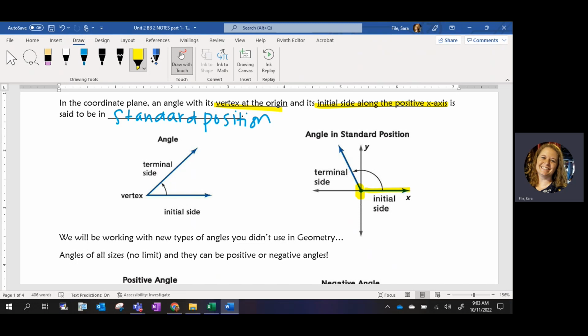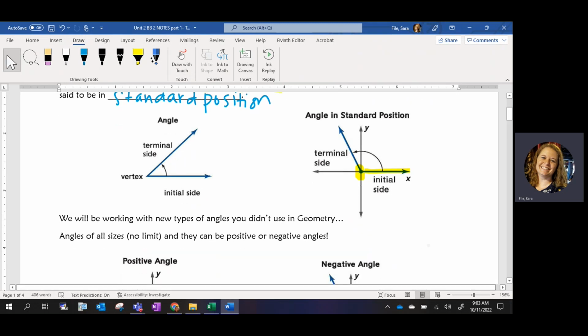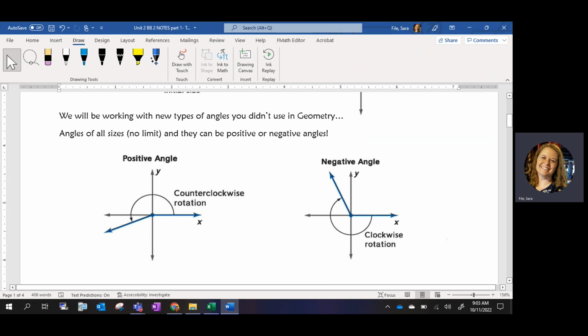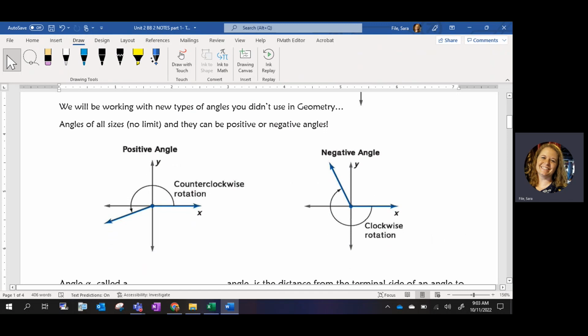Now, in geometry you only worked with angles up to 180 degrees. 180 degrees was a straight line, and in the positive direction. But here in precalc, we're going to be looking at lots of different size angles. There's no limit to the size that the angles can be, and they can also be positive or negative angles.